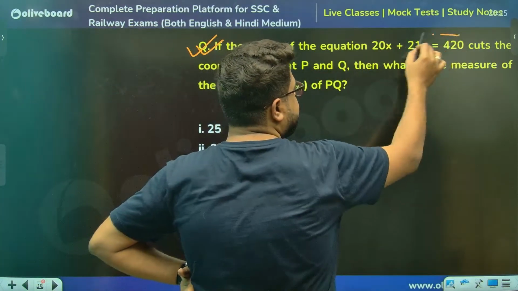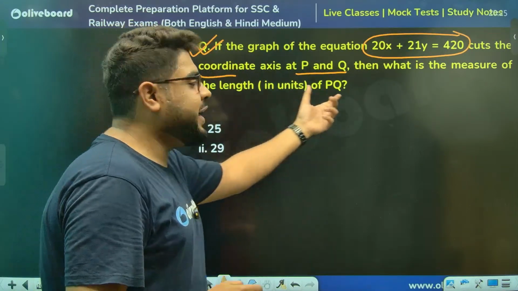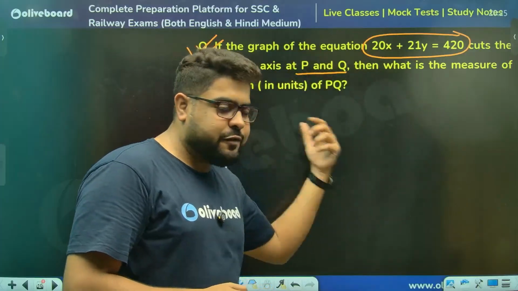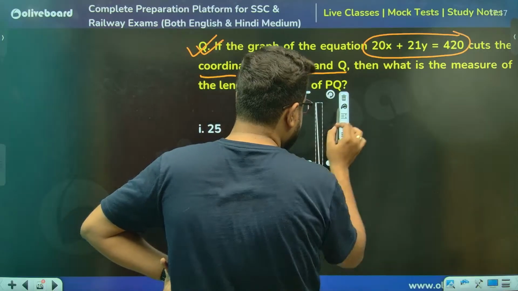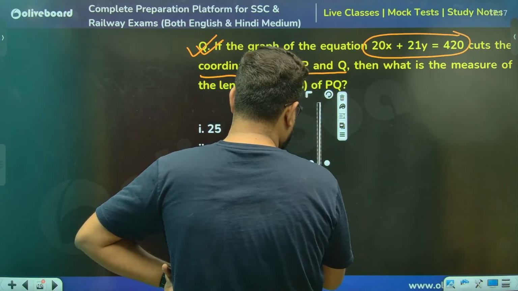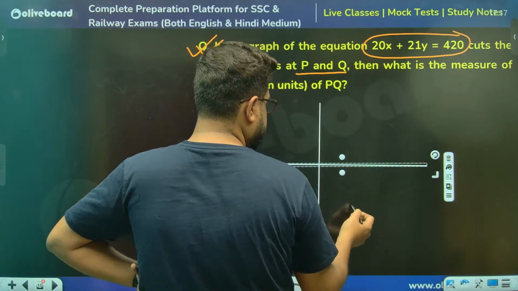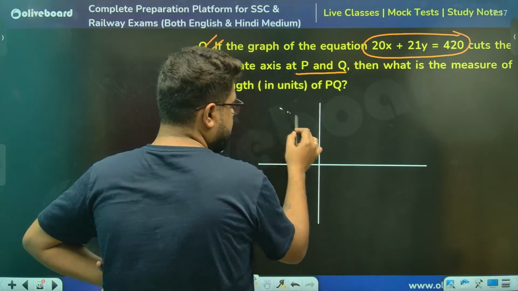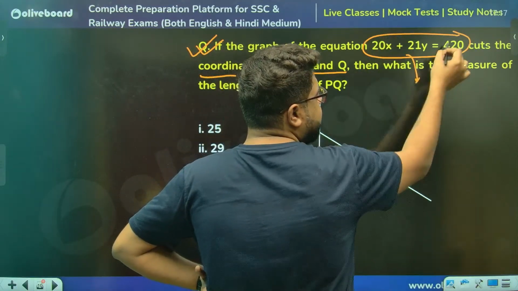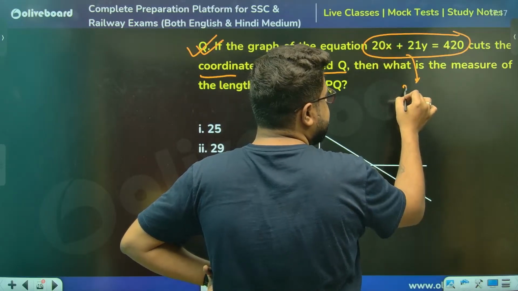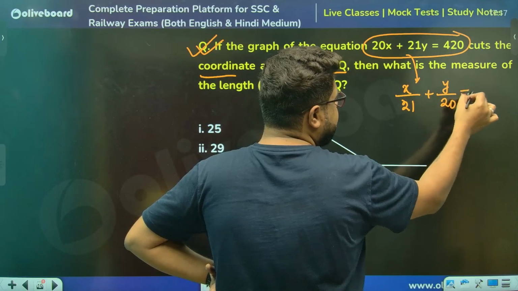This one cuts the coordinate axes at two points. Measure PQ. Same thing. If you can visualize, it looks something like this. Again, if you divide, 420, so divide by 20. This is x/21 + y/20 = 1.